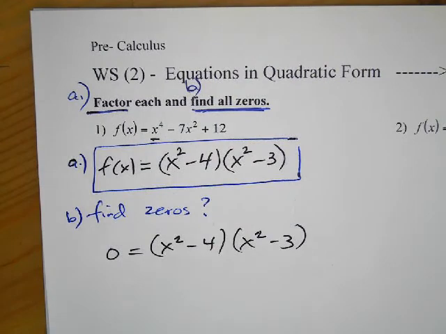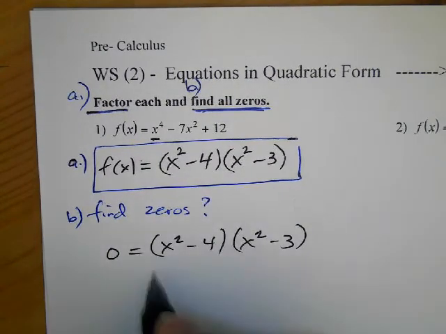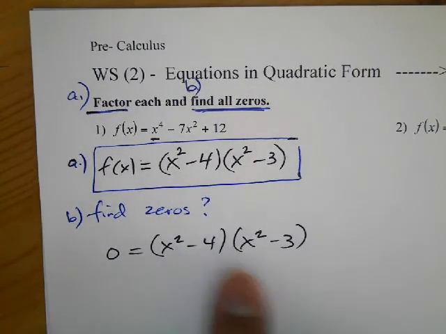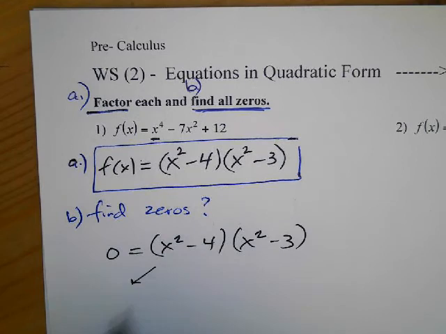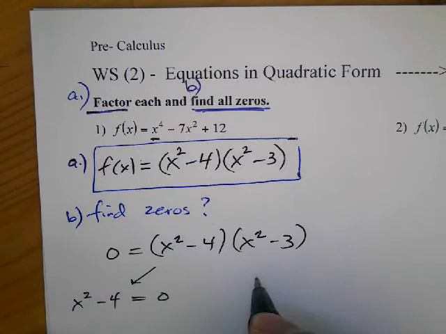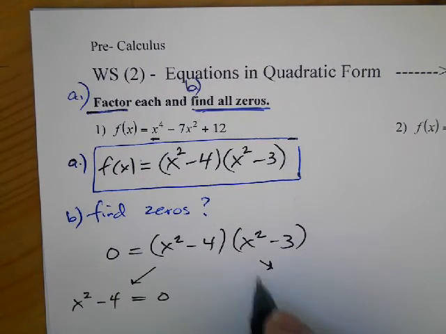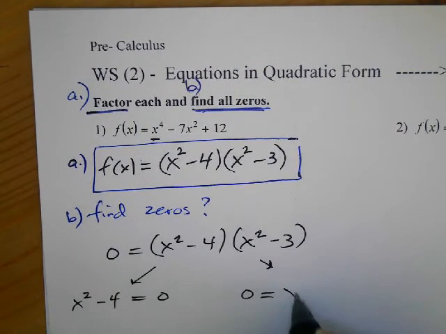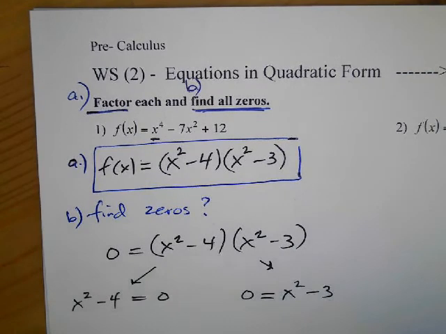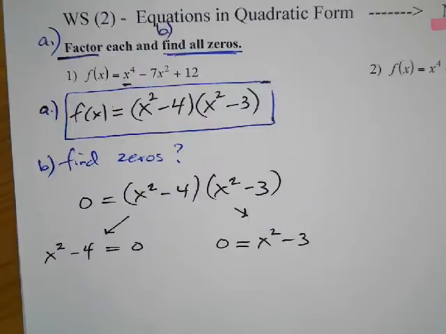And here's where that first video is going to come into play. How do you solve each of these? Remember, you set each of these equal to 0. So I'll write it this other way: x squared minus 4 equal to 0, and you could have written the 0 on this side, it's fine. And then this one: 0 is equal to x squared minus 3. Hope that's not confusing you.